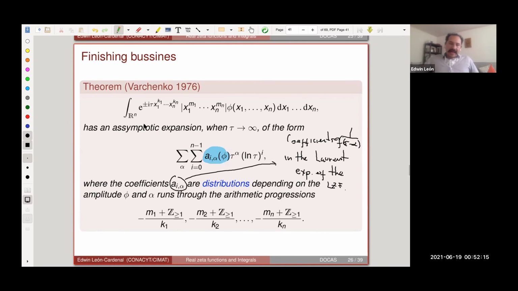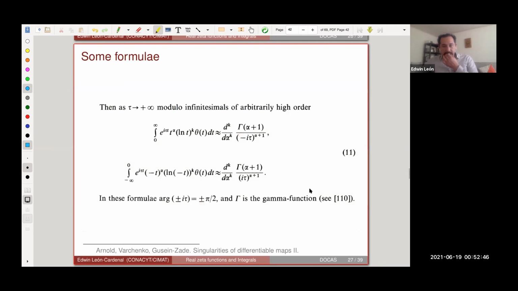So what is nice about this presentation of this theorem is that it links two objects. One is the oscillatory integrals that appear here. They were the first things that we studied, and it links this object with another object that is the local zeta function. Okay.